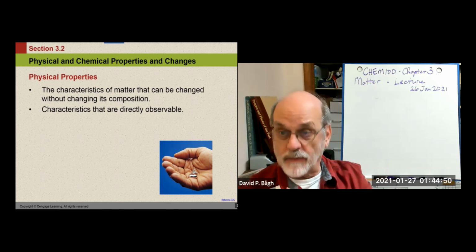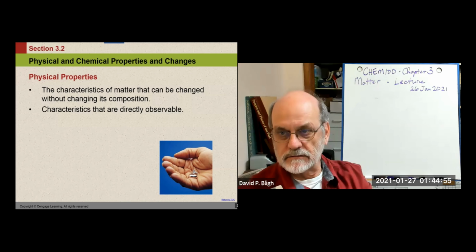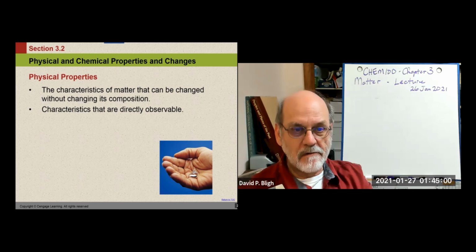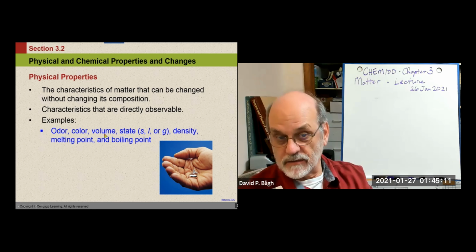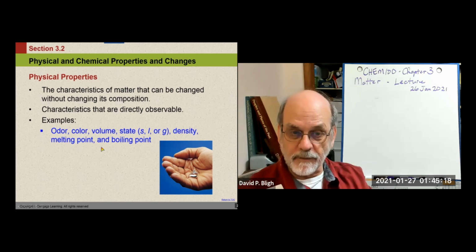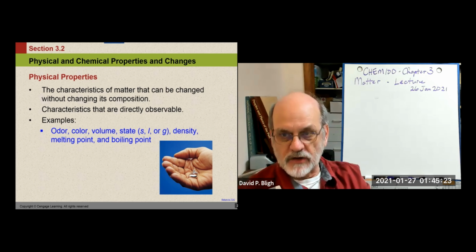They're generally observable characteristics that we can see, feel, smell sometimes. Other examples: is there an odor? Is there a color? What's the volume? These are physical properties. The state we mentioned, the density, we talked about in chapter 2. Melting point and boiling points, those are physical properties. They're static. They don't indicate any change.